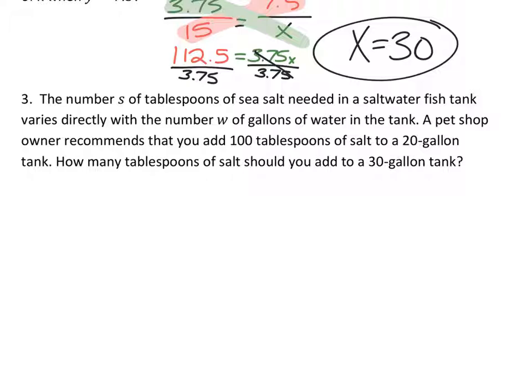It says, the number S of tablespoons of sea salt needed in a saltwater fish tank varies directly with the number of gallons of water in the tank. Pause. Whoa, let's stop reading. What are we going to change varies directly to? Division. Divided by. This is when it's really helpful to know this. Okay, pause and let's reread these questions. What's the thing? What am I talking about before I say divided by?